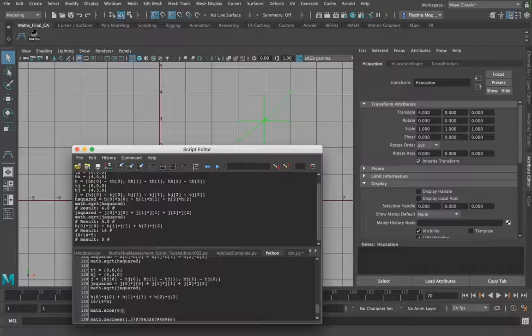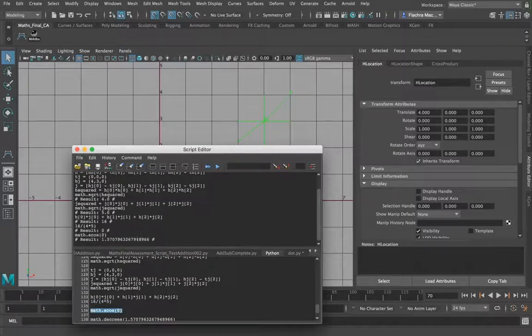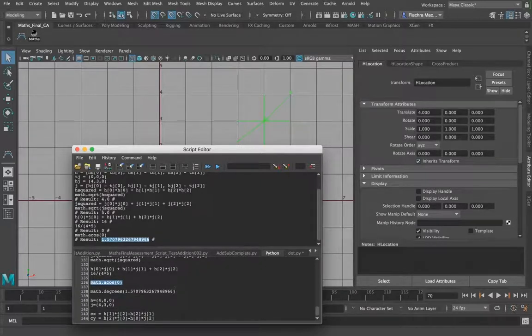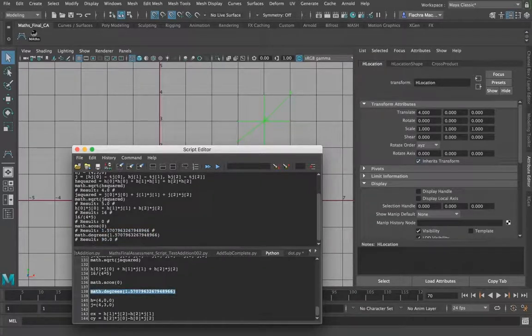So now I can divide 16 by 4 multiplied by 5. That gives us 0. We get the cosine of that, which is 1.5 nada nada nada. So we then copy that, turn it into degrees, and that gives us a result of 90.